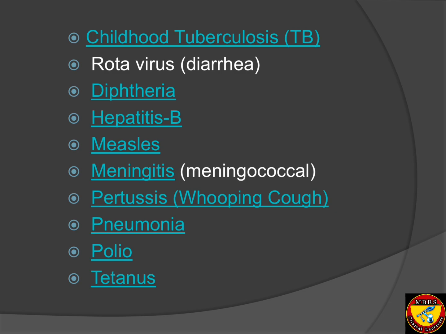Even for vaccination, which is given to every child, childhood tuberculosis is covered, for which a live attenuated tubercle bacillus is given. Rotavirus is another viral disease, and for that, vaccination is also done. And out of these vaccinations, only diphtheria and tetanus are the toxoids.